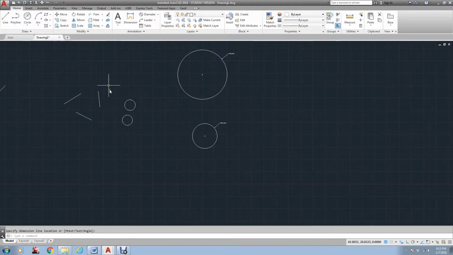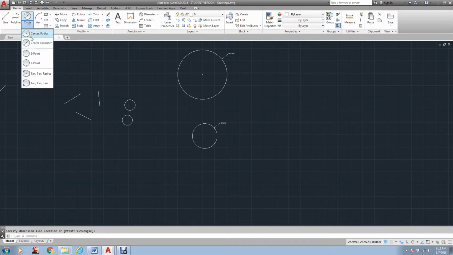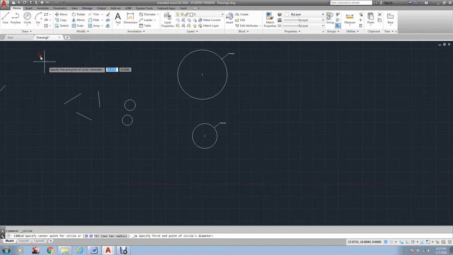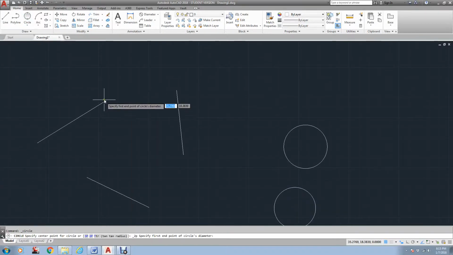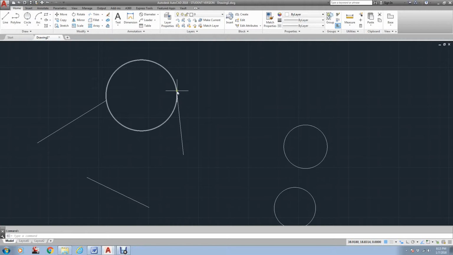Now the following two are for if you don't have a specific radius or a specific diameter, and you just want to make a circle between 2 or 3 points. We'll just go with 2 points. I'm just going to pick the end of this point and the end of this point, and there I've created a circle that is touching both of those points. That's all that it does. It doesn't have any set number. I didn't have to input any number.